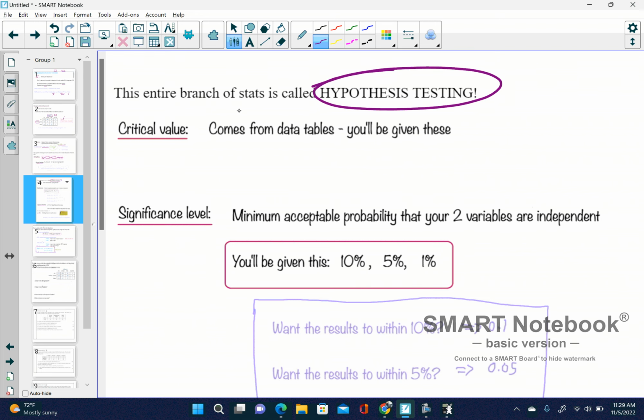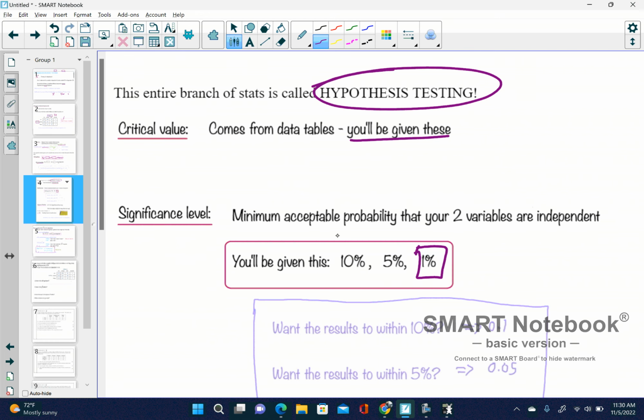So some more definitions. This is called hypothesis testing. It's the branch of statistics that is called hypothesis testing. There is something called a critical value, which comes from the table, and you will be given the critical value. There's also something called a significance level, which tells you how confident you are about whether the two variables are independent or not. So 10%, 5%, 1%. 1% obviously is the most statistically solid decision, right?